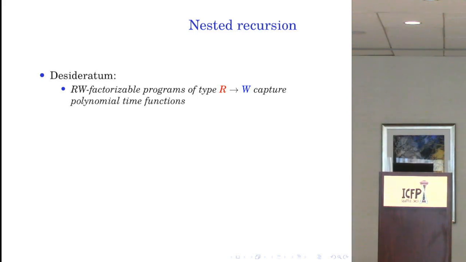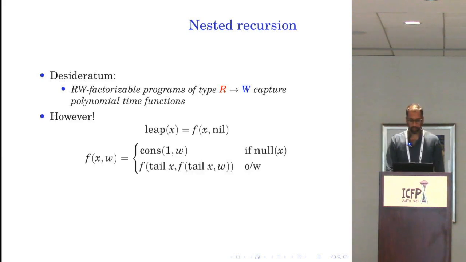Okay, so one might suspect then that we're done. RW-factorizable programs of this type exactly capture polynomial time functions. Unfortunately, that's not quite correct.